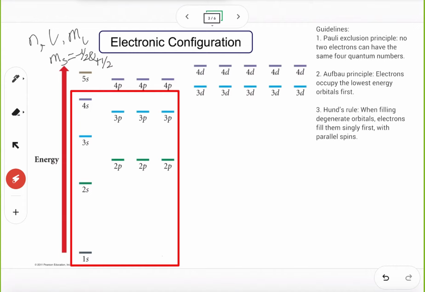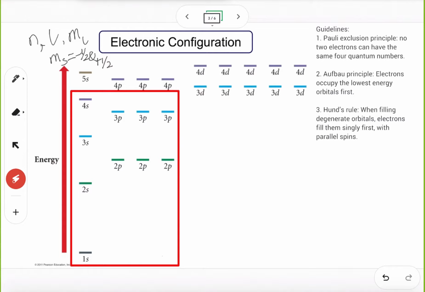The second one, the Aufbau principle. Electrons occupy the lowest energy orbitals first. In other words, if you have empty spots at low energy on these atomic orbitals with a lower energy, you cannot put the electrons on the high energy orbitals. Okay. Third one, Hund's rule.